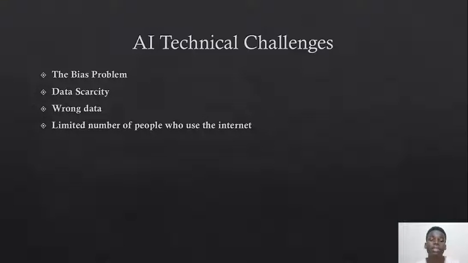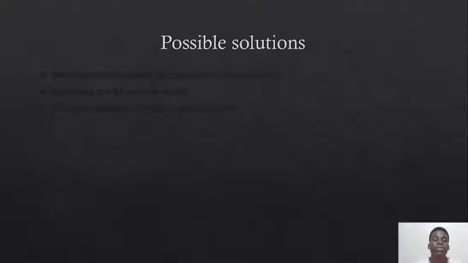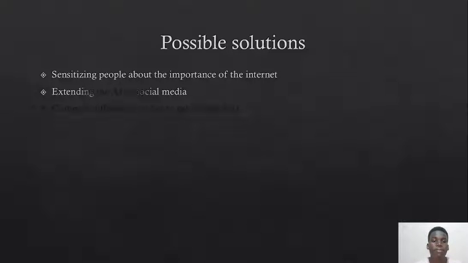Then another one is a limited number of people who use internet, and this is most common in rural areas where we find that there are very less people who use the internet. Then we are going to talk about the possible solutions to the problems that we've mentioned above. So the first one, we're going to be sensitizing people about the importance of the internet. We're going to be telling them the advantages of using the internet, because when they use it, they'll get recommendations such that they get what they want.